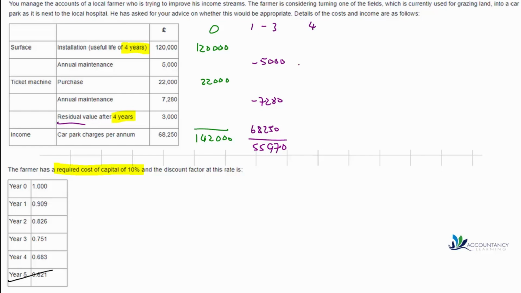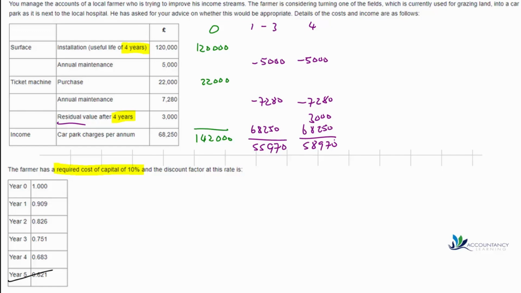So in year 4, we still have to pay for that maintenance. So that's still going to happen. But we earn a further 3,000 of cash when we sell the ticket machine at the end of the life, plus of course the income from that. So that means we're going to have cash inflow of 58,970.